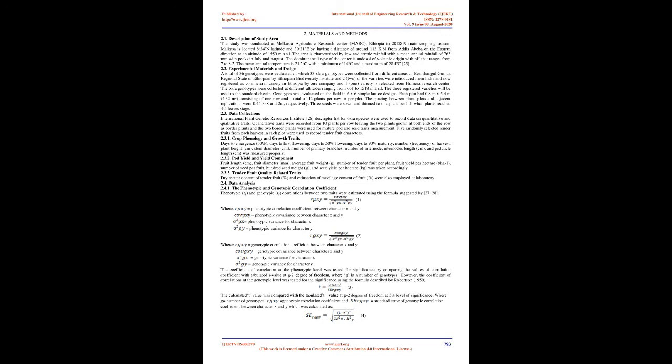Melkassa is located at 8°24' N latitude and 39°21' E, at a distance of around 112 km from Addis Ababa in the eastern direction, at an altitude of 1550 MASL. The area is characterized by low and erratic rainfall with a mean annual rainfall of 763 mm, with peaks in July and August. The dominant soil type of the center is andosol of volcanic origin with pH that ranges from 7 to 8.2.